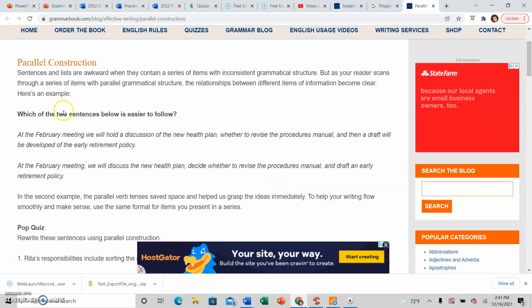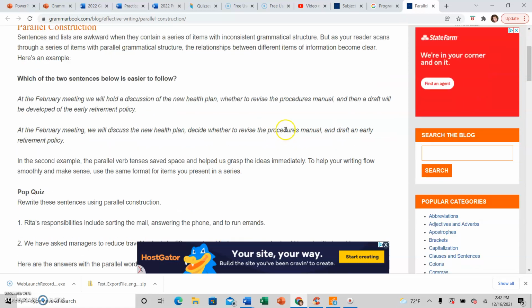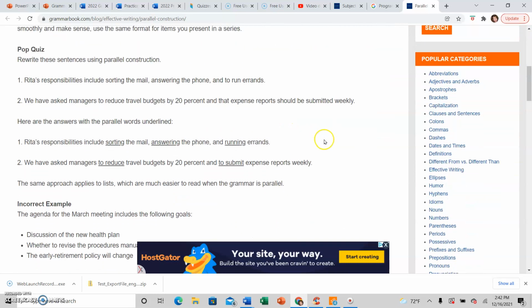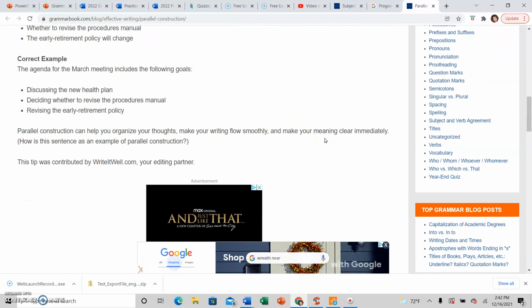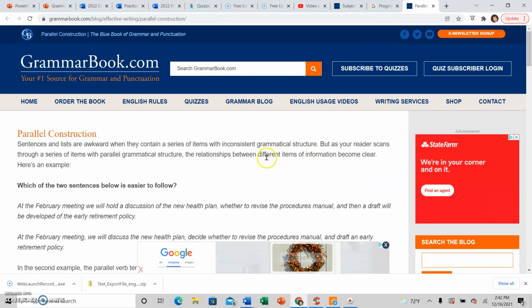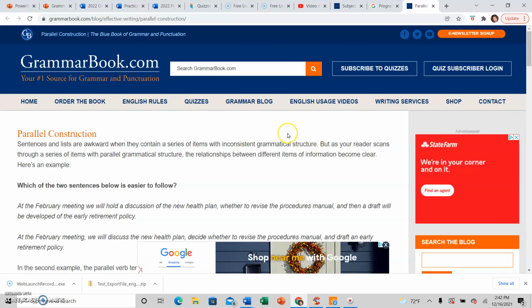So here it says, sentences and lists are awkward when they contain a series of items with inconsistent grammatical structure. But as your reader scans through a series of items with parallel grammatical structure, the relationships between different items of information become clear. It gives you several examples, and it gives you a little pop quiz that you can do just here, and then you could use any of the free quizzes provided here or there, or on the MLA Style site.